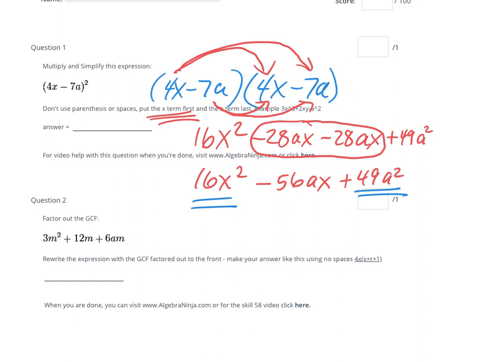Now remember, you have to use the caret key. And so to type this in, you go 16x caret 2 minus 56ax plus 49a caret 2. So there's your first answer that you're going to put in on the Schoology quiz.